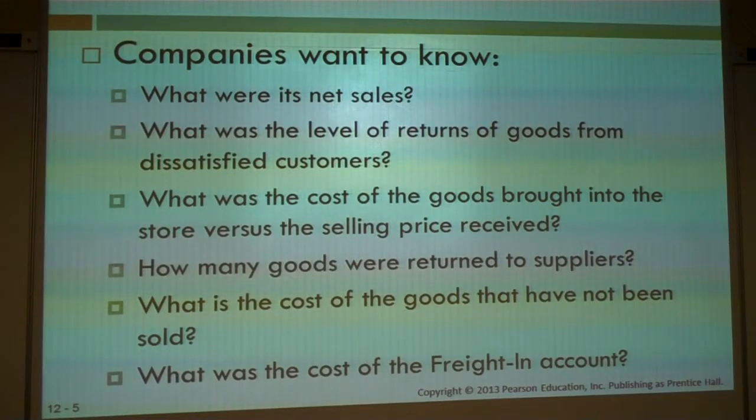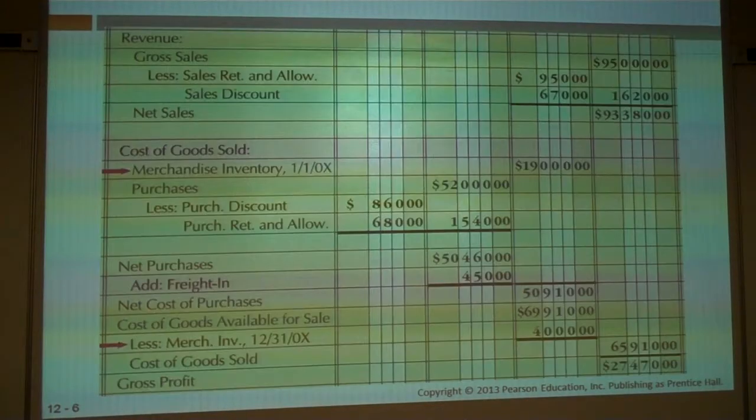Right, how many goods were returned to the suppliers? What did we buy that wasn't working for us? We want to keep up with that. What is the cost of the goods that have not been sold? And what was the cost of the freight in? We may not always have the freight in. Here's what that income statement looks like.